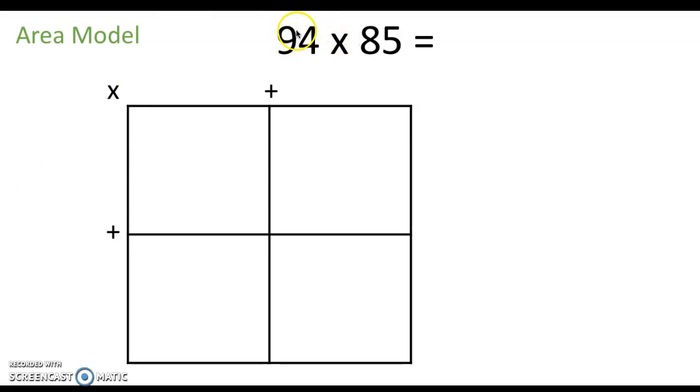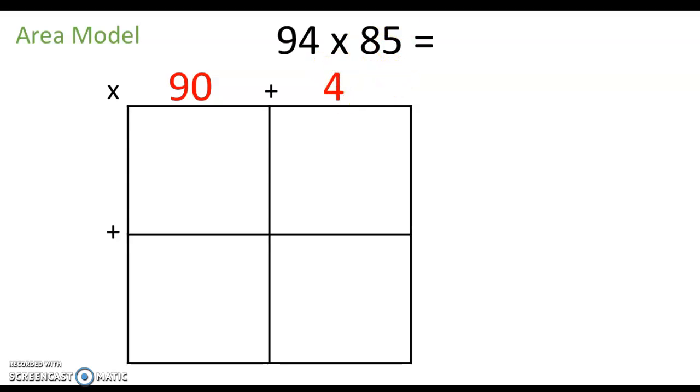We have 94 times 85. We are going to take 94 and break it apart into expanded form. The 9 is worth 90 and the 4 is worth 4. We're going to put each one of those on top of one of the boxes because that's its place value of where it's going to go.